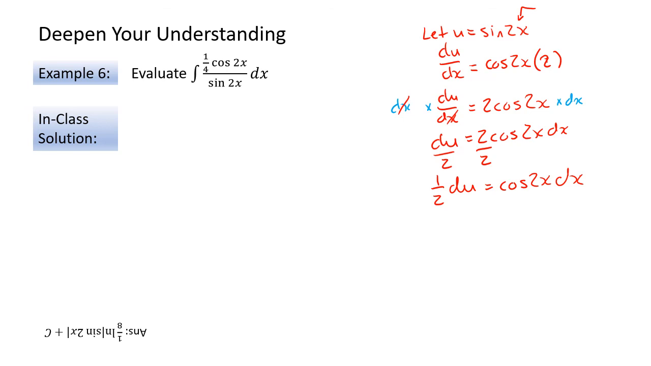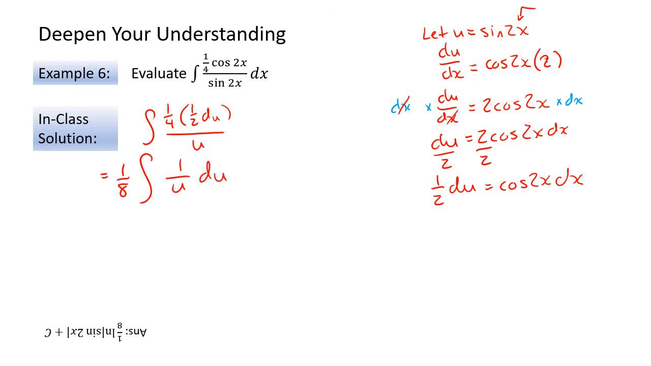So substituting each of these in, what we get is the integral of, we have 1 over 4. So cosine 2x dx becomes 1/2 du, divided by what's now just the function u. So I'm going to move now the constant to the outside of the integral like I've done in the past. So 1 over 4 times 1 over 2 is 1 over 8. So we have 1 over 8 times the integral of now 1 over u du.